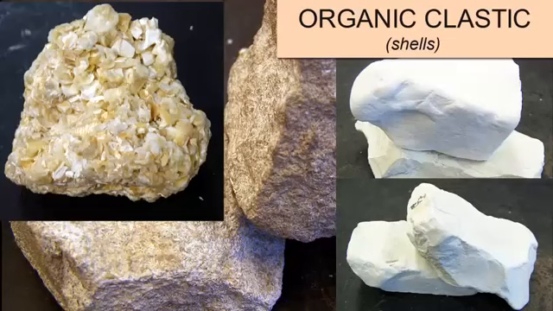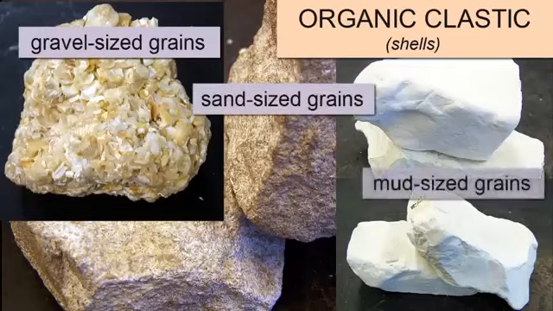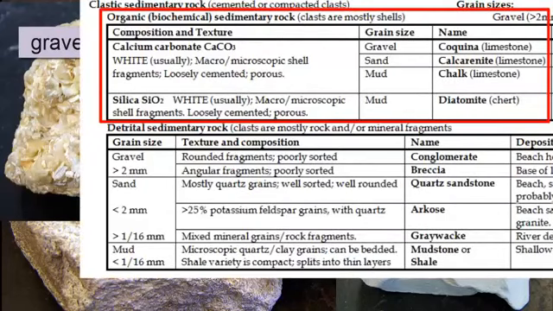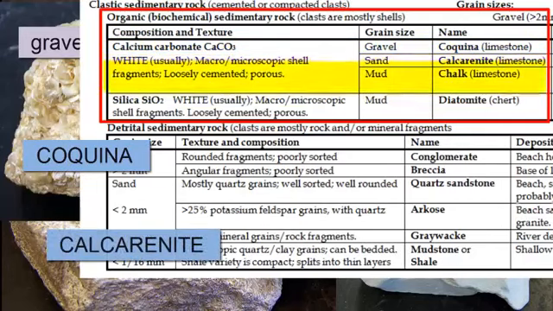First step is to order them by grain size, with largest at the top and smallest at the bottom: gravels, sands, and muds. Aligning the samples with the table, we see that any rocks made of gravel-sized shells must be calcium carbonate in composition, and are called coquina. Sand-sized, calcarenite. If a rock is made of mud-sized shells, those shells could be made of calcium carbonate or silica.